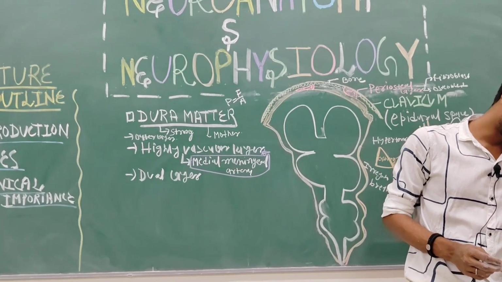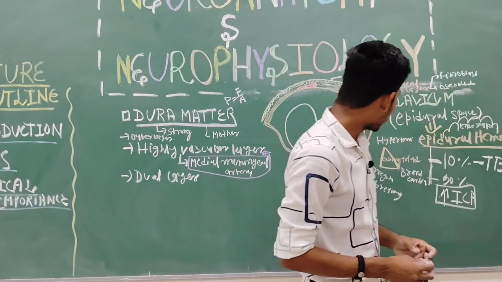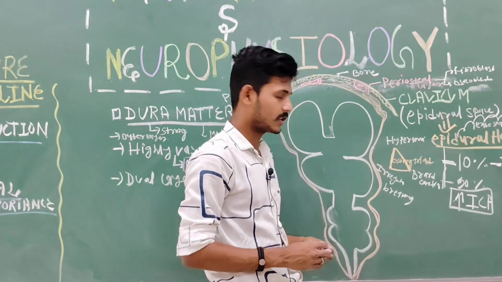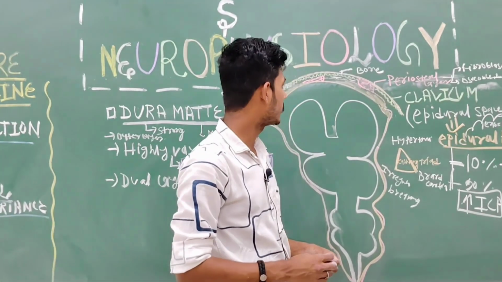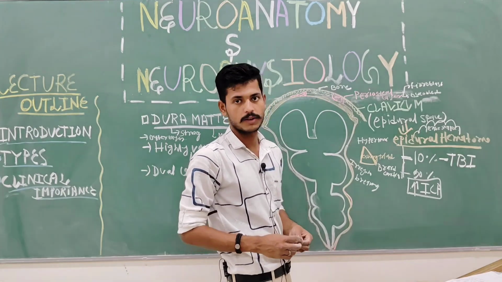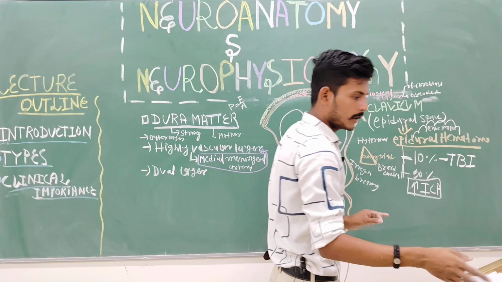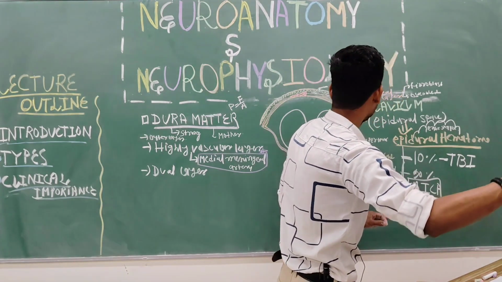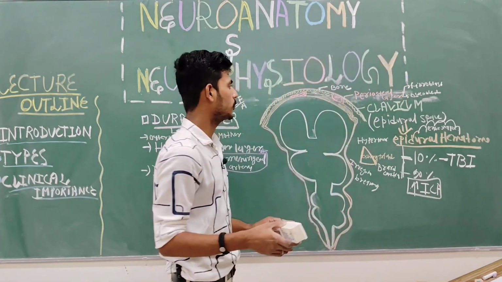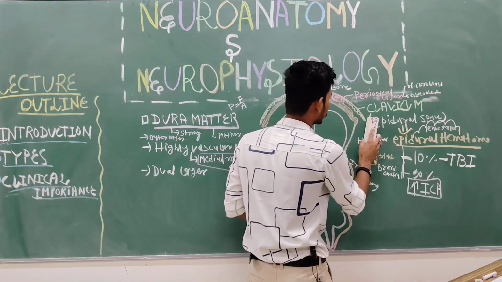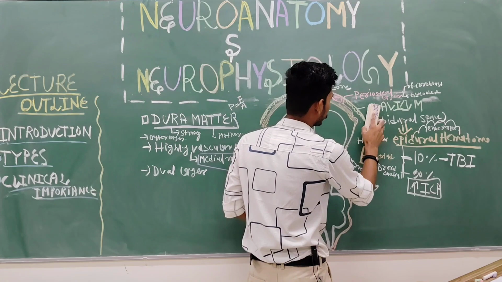Understood? No problem. Now, as far as the treatment is concerned, this is an emergency condition, so it needs to be resolved as soon as possible. Now, once you understand the epidural space and the first layer of the dura mater, called the periosteal layer, let's move ahead and discuss the other layer of the dura mater.